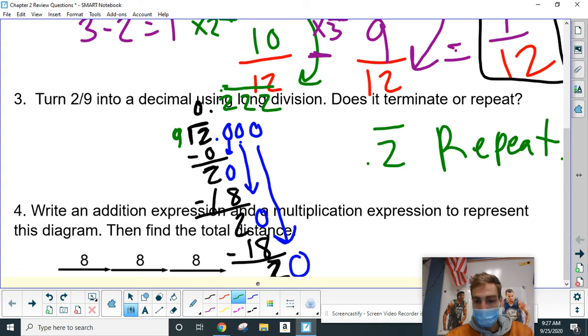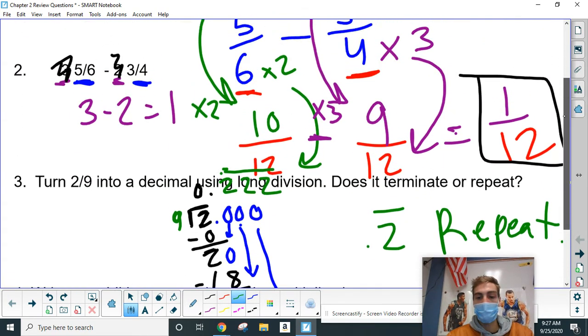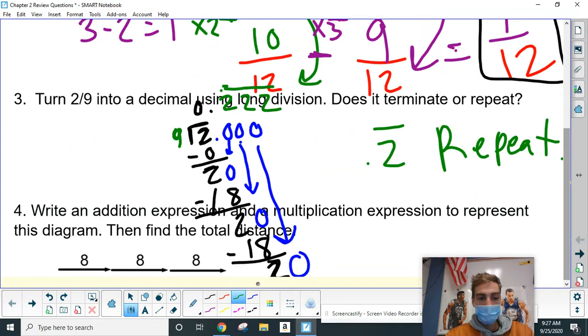Now, if it did end, right, if it didn't go on forever, and we didn't have a remainder of 2 each time we subtracted 18 from 20, then it would be a terminating decimal, okay? So now we're looking at 4.